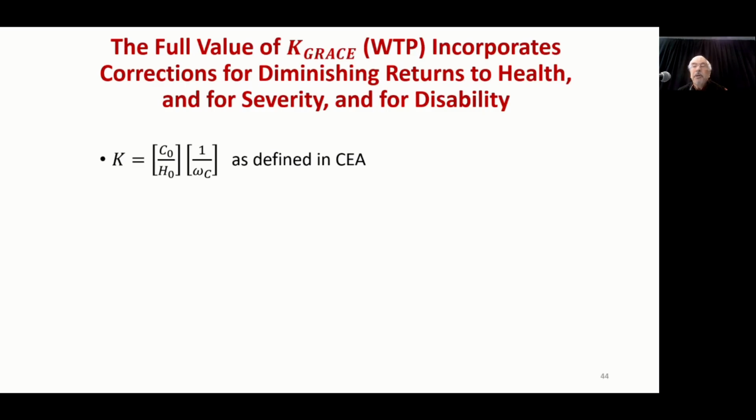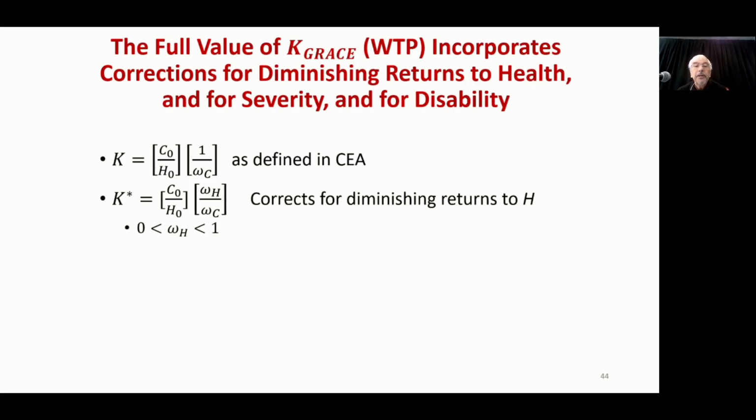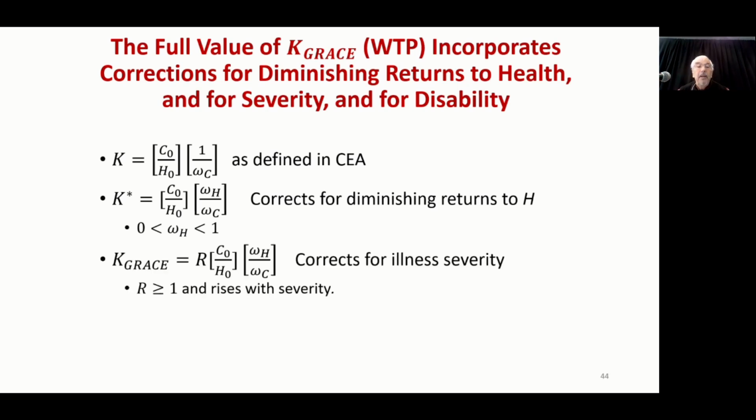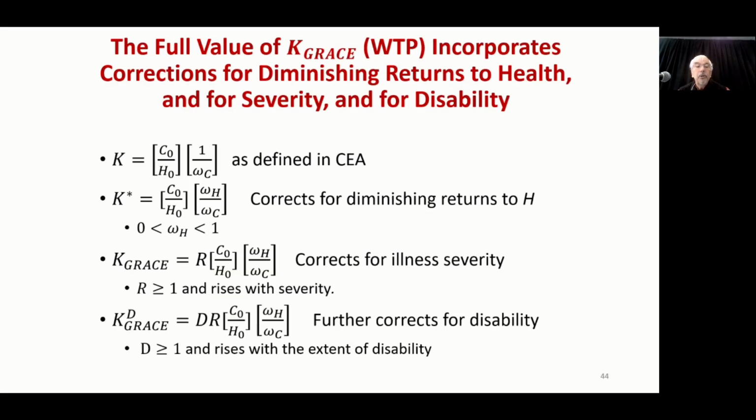Here's the willingness to pay as defined in cost effectiveness analysis. That's from Garber and Phelps. And then the first thing that Grace does is to build in this correction that says we're going to drop down the value because of the diminishing returns to H. That is, omega H is between 0 and 1, but not equal to 1. And then it corrects again by multiplying it by the illness severity multiplier, which is at least 1 and rising with illness severity, and another multiplier for disability. So that's how Grace changes the willingness to pay.